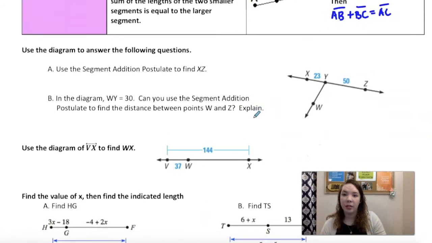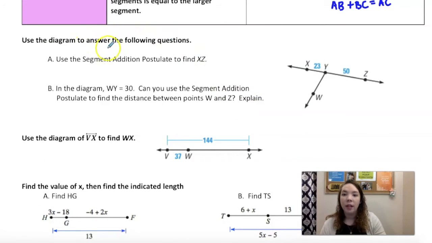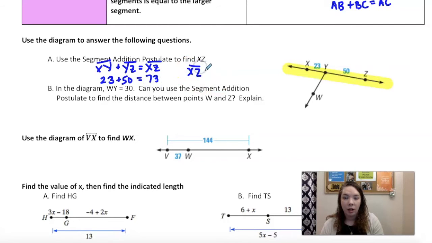Use the diagram to answer the following questions. Use the segment addition postulate to find XZ. So XZ here means that I'm taking XY plus YZ and it's equal to XZ. So I can take 23 plus 50, that's equal to 73. So XZ is 73.